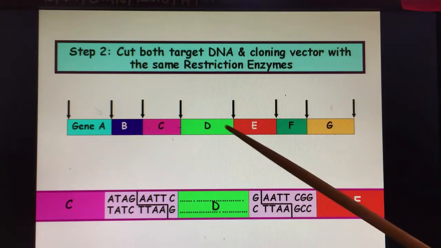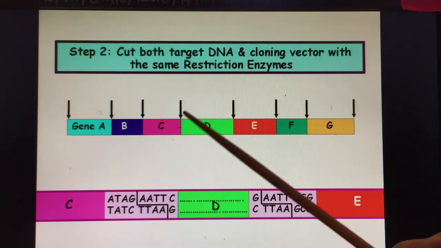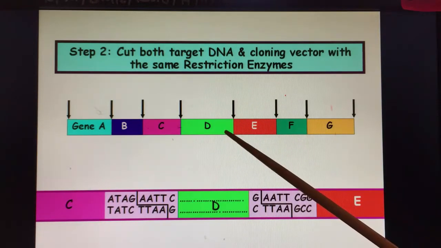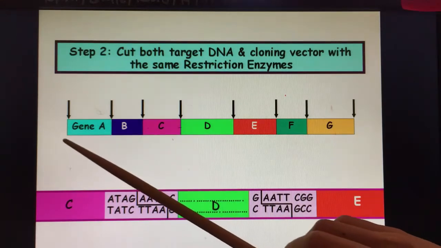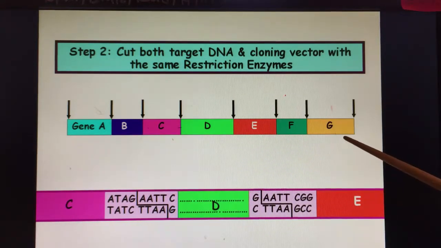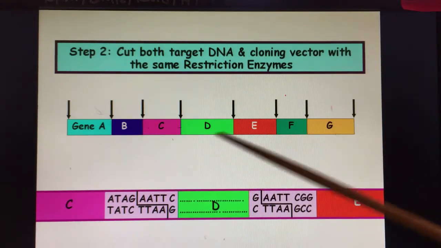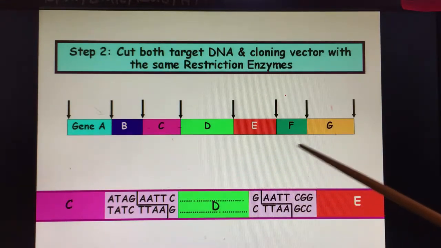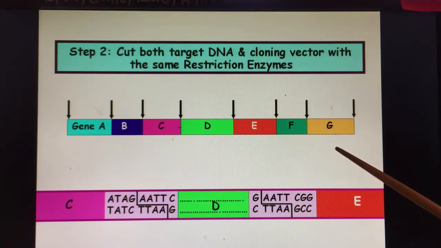So let's say your fluorescent gene is gene D, but you actually cannot see it because it is very small. We cannot see them with our naked eye. So this foreign DNA will be cut by the same restriction enzyme in order to get DNA fragments.